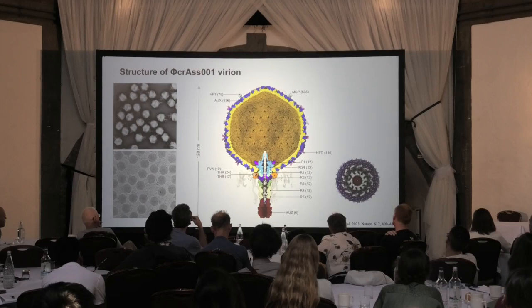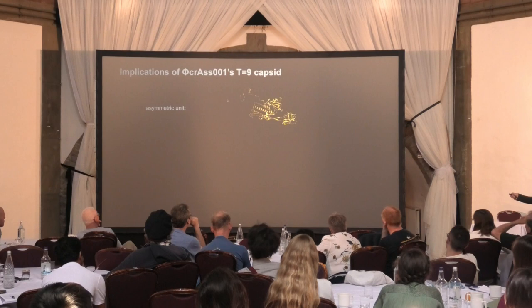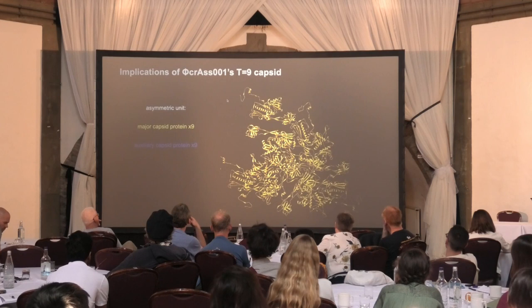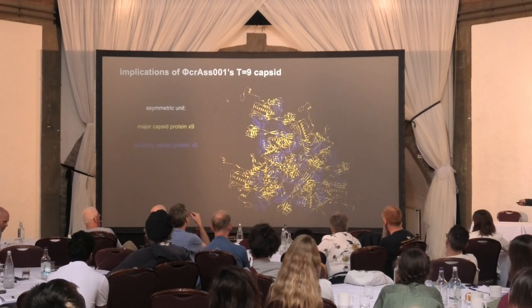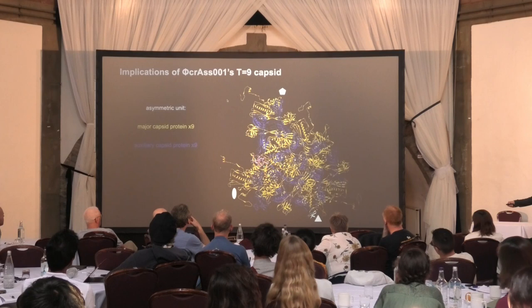And so I'm just going to highlight a few of these features. There's probably too many to go into in one talk, but we'll just look at a few interesting things. So most of you are going to be familiar with what the asymmetric unit of a capsid looks like. So this is a T equals 9 capsid, so we have 9 major capsid proteins. And they're accompanied by 9 equally sized auxiliary proteins. And then there are 2 smaller proteins, which I will point to: 2 head fiber dimer proteins and a single fiber trimer protein.